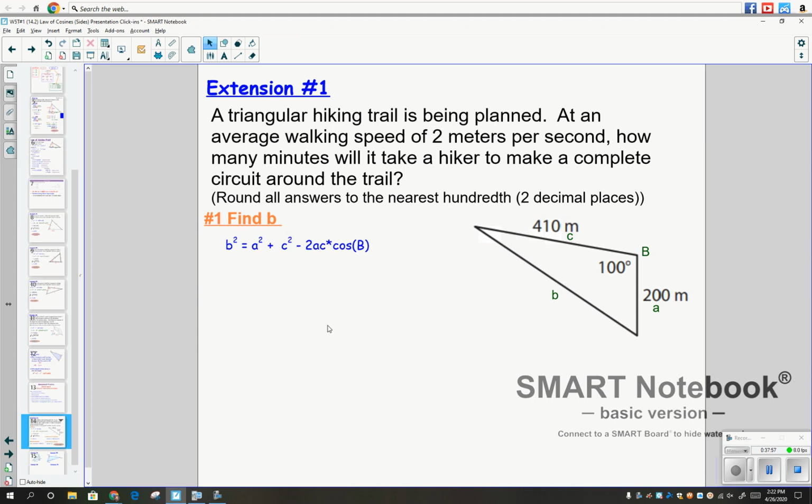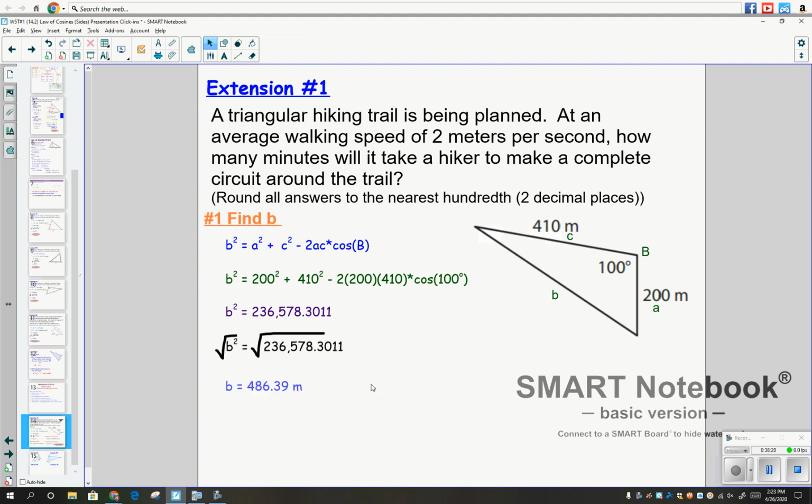I'm using the one with b squared by itself because I want to solve for side b. b squared equals a is 200, c is 410, so 200 squared plus 410 squared minus 2 times 200 times 410 times cosine of 100. Type that into my calculator. You end up with b squared equals 236,578.3011. How do I solve for b? Take the square root. And b is 486.39 meters.